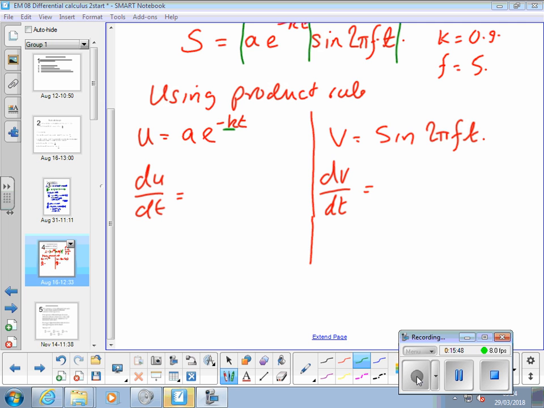What final answer? What answer did you get? Come on in, Nathan. How do we do it? Minus k a e to the minus k t. Yeah. The only adjustment I would make is I'd write a first, because you'd normally put them in alphabetical order. Yeah? And dv by dt is 2 pi f cos 2 pi f t.